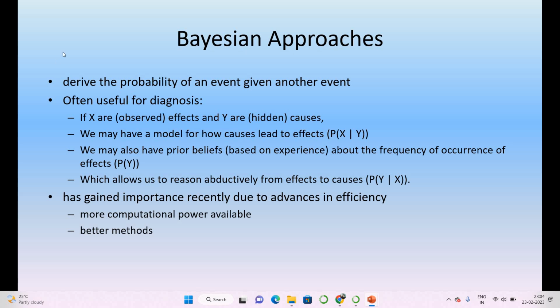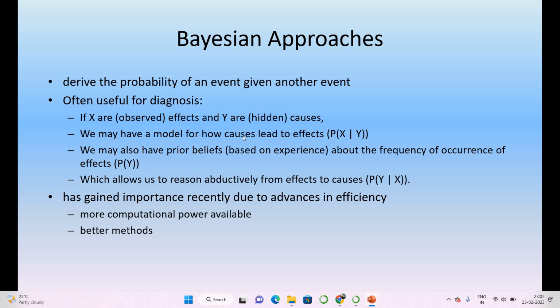See here, X are effects and Y are causes. X are observed effects and Y are hidden causes. We may have a model for how causes lead to effects, and probability of X on Y. We may also have some prior beliefs. The prior beliefs are based on experiences about the frequency of occurrence of effects, probability of Y. And it allows us to reason abductively from the effects to causes, that is probability of Y on X.